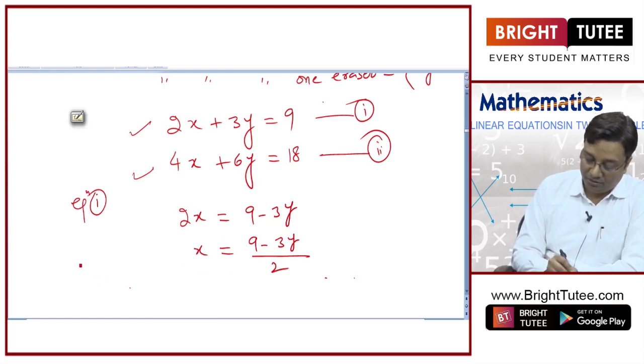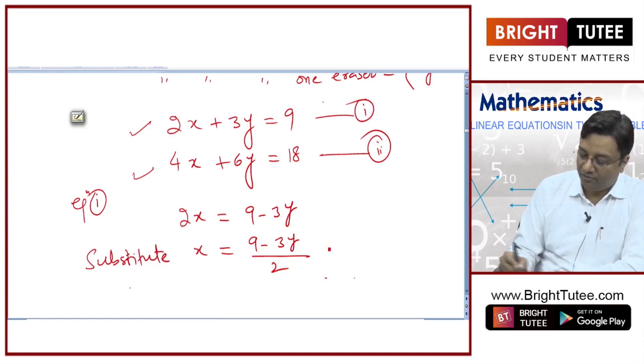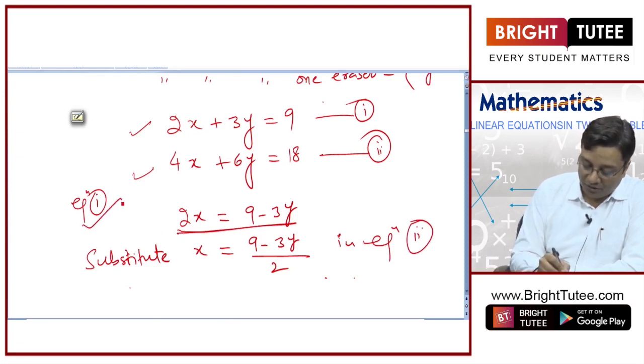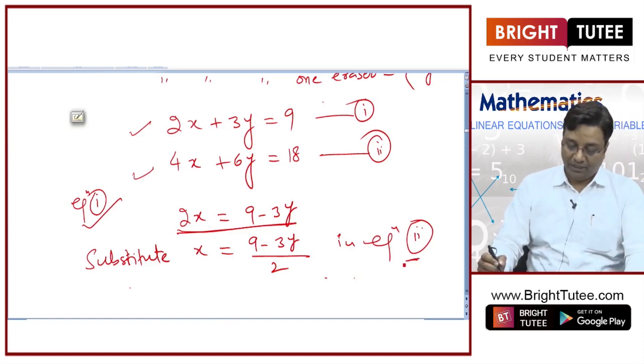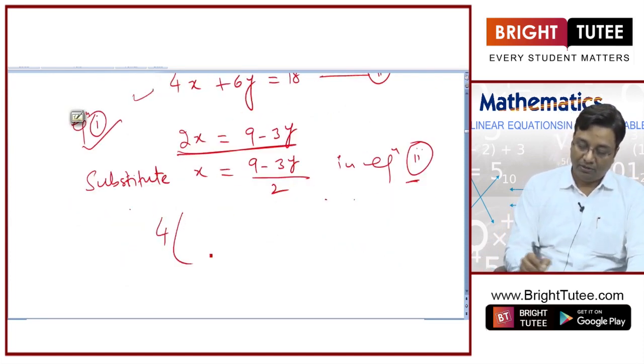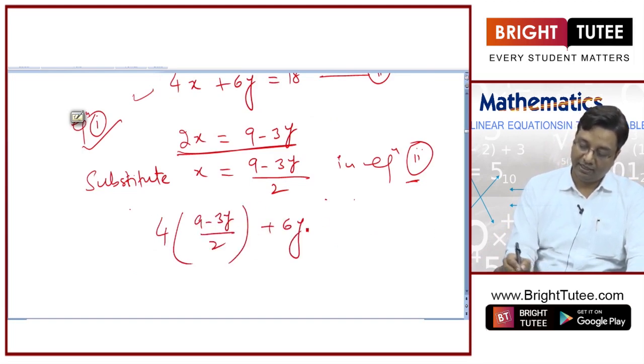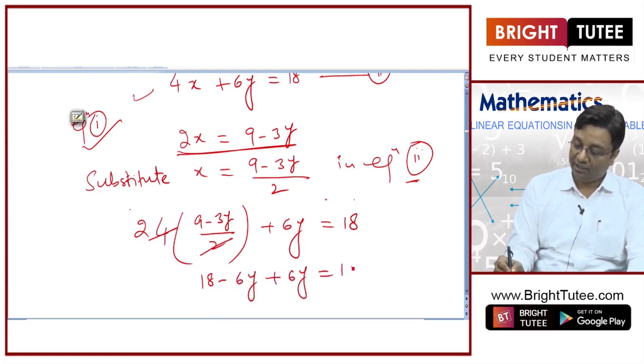I'll substitute x equal to (9 minus 3y) by 2 in equation 2. I obtained this value from equation 1. Now I am substituting this in equation 2. Okay, so 4 into (9 minus 3y) by 2 plus 6y equals 18. So this will give me 2 here. 18 minus 6y plus 6y is equal to 18.